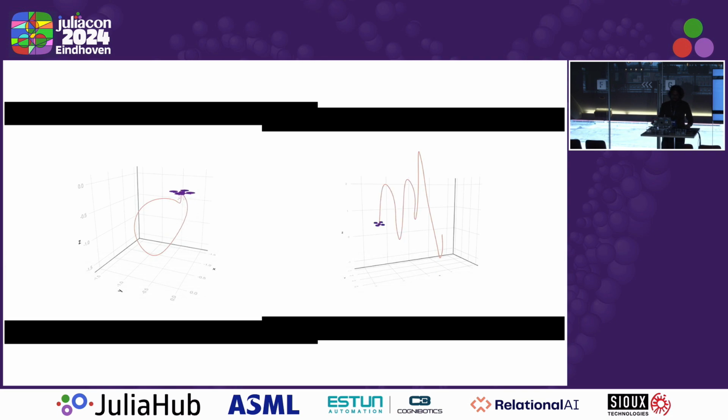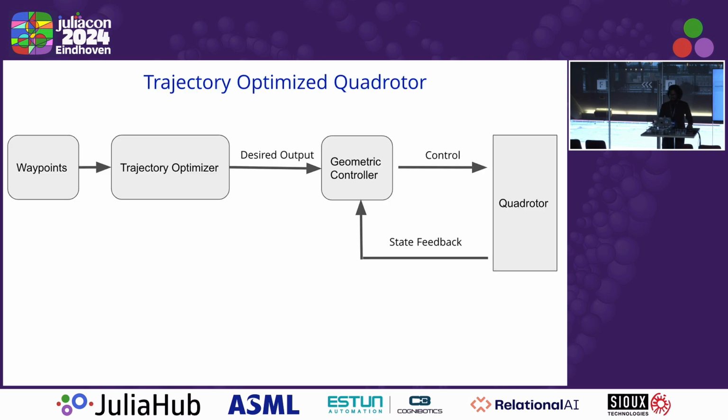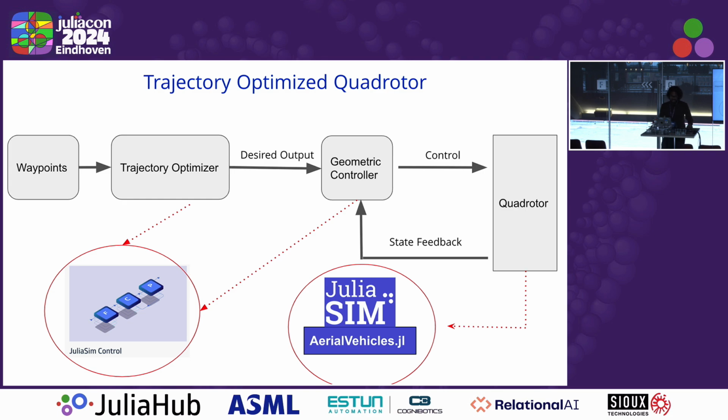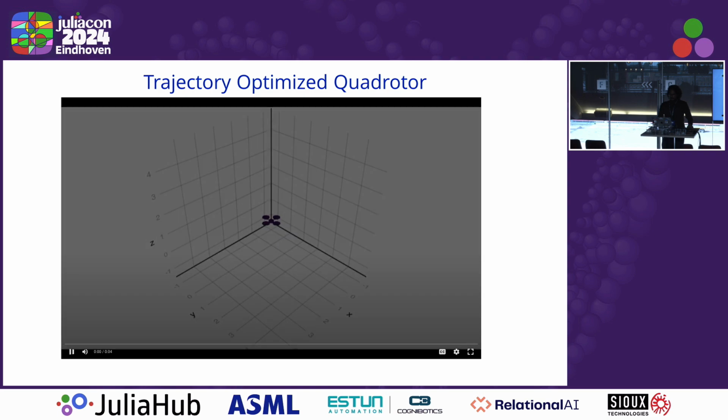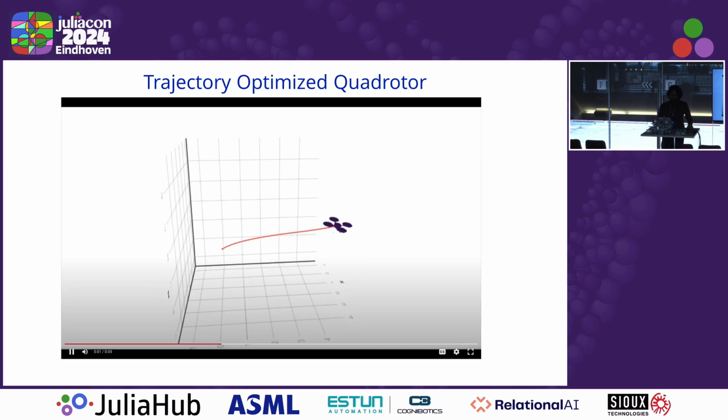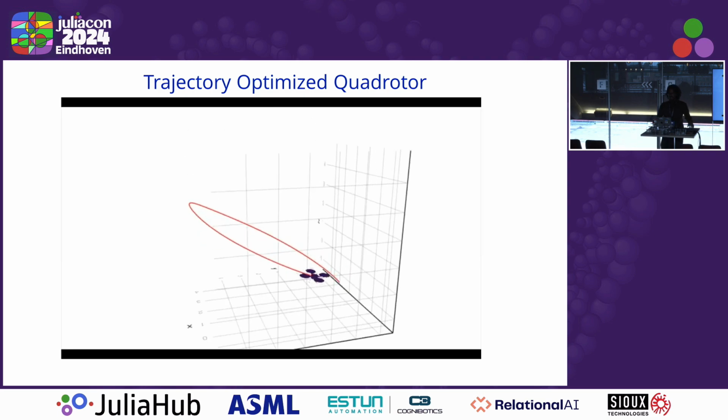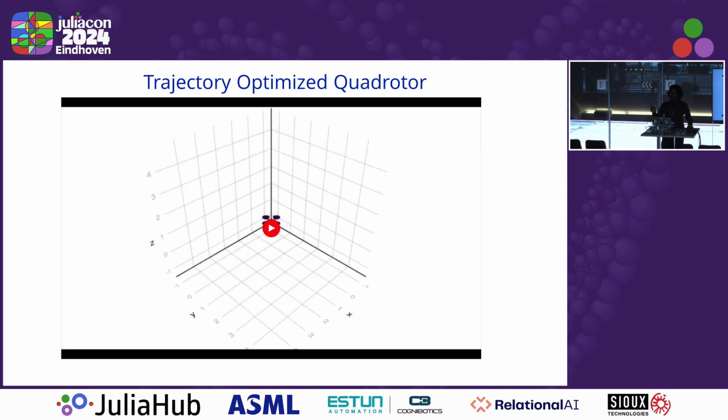The geometric controller allows us to perform acrobatic maneuvers like stabilizing a falling quad or having a quadrotor track a really tight spiral. Just a quick summary: this is the overall structure of the trajectory optimizer with the quadrotor using a geometric controller, which has already been presented last year. This is an example of a simulation of the geometric controller tracking 4 waypoints in 3D space.